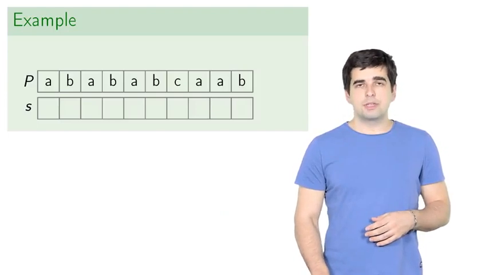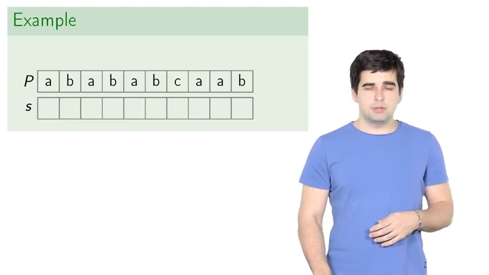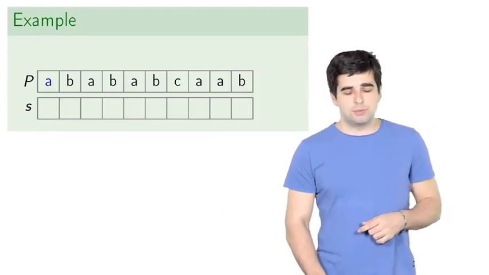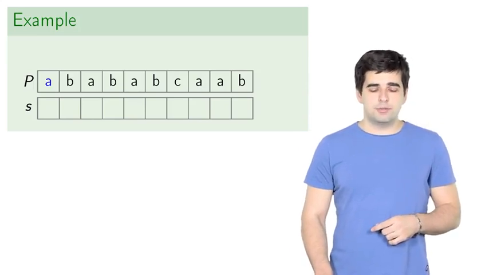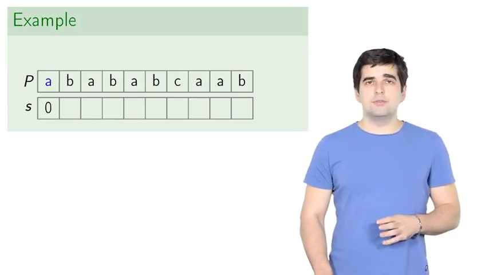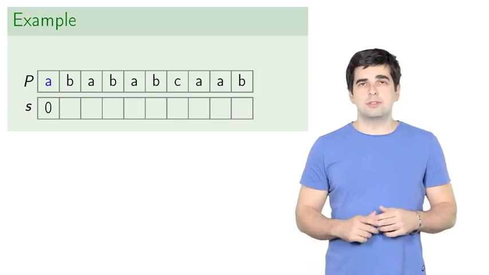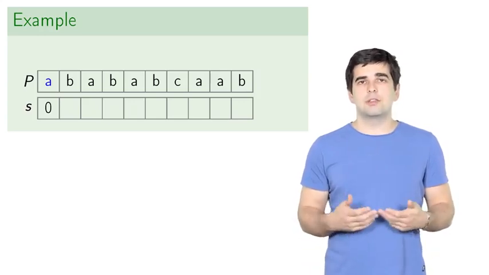So we see that prefix ending in I has a border of length s of I plus 1 minus 1, and it means that the longest border of the prefix ending in position I is at least s of I plus 1 minus 1.